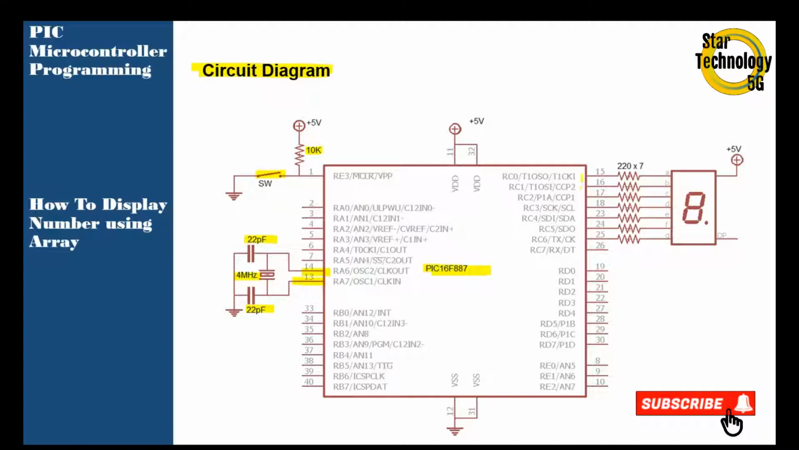Here is port C. Port C is interfaced with a 7 segment display, and we are using 220 ohm resistors and a common anode type 7 segment display. We will provide a positive supply to the common pin, and we will give logic 0 to all pins via port C. Let's write the circuit in Proteus, and after that we will test this circuit.